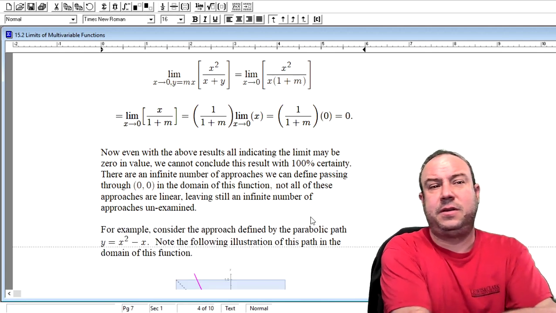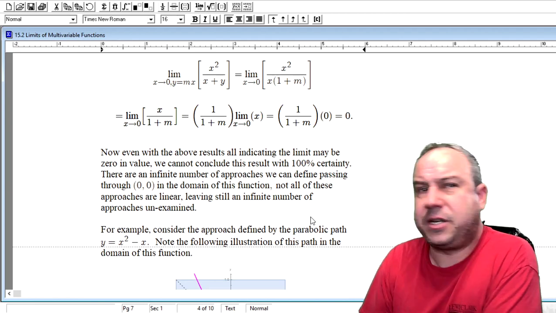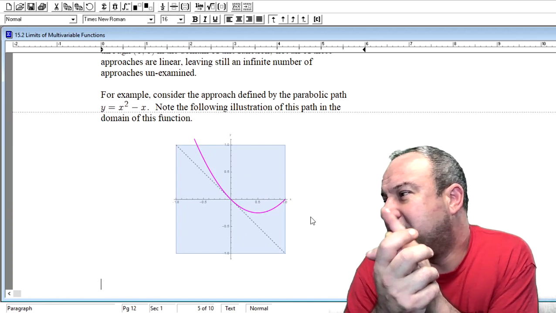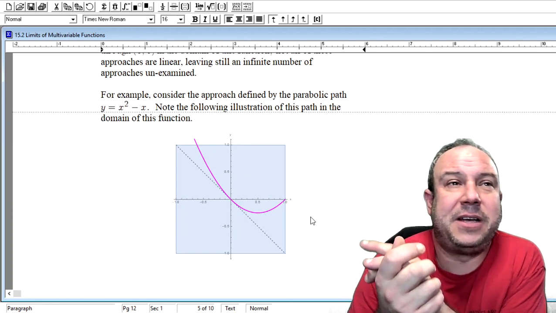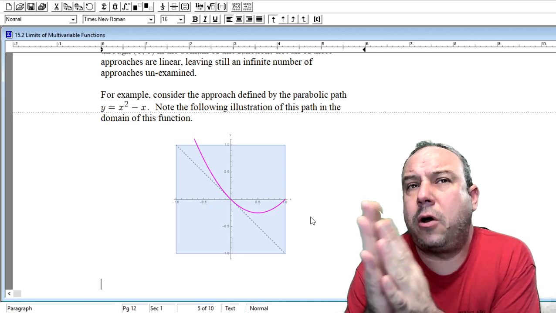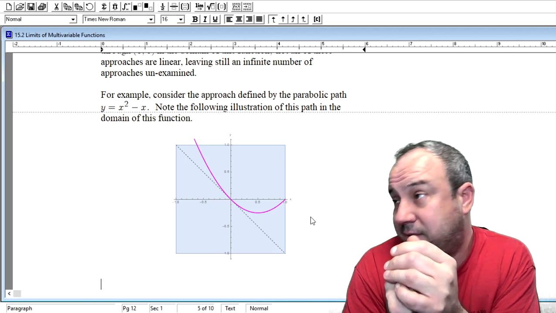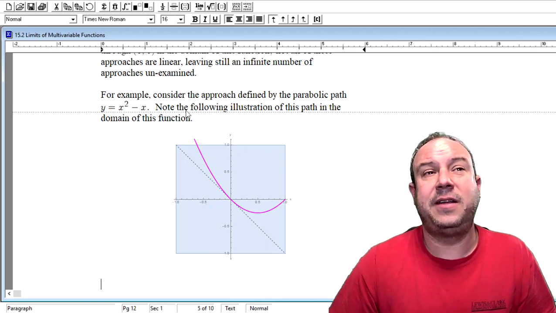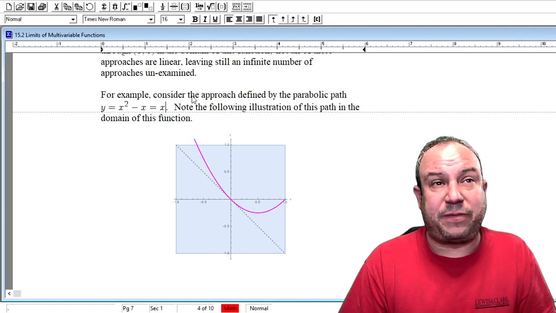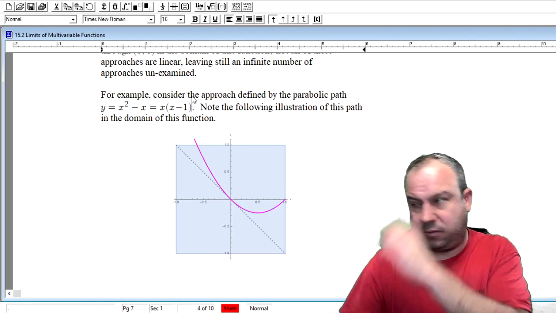For example, let me throw this obscure approach at you. Just for the sake of brevity, we're already at 45 minutes. For example, consider the approach defined by the parabolic path y equals x squared minus x. Right? Another way we can think of that approach, that is, if we factored it, is x times x minus 1 in factored form.